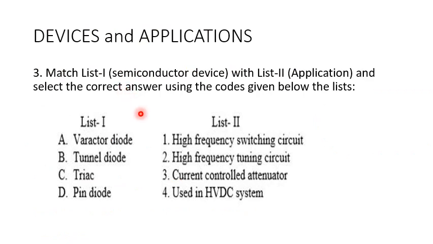Next question we'll see in the applications of devices. This question was asked in 2020 ISRO. Now they are asking to match the list. In list 1, they have given a varactor diode, tunnel diode, triac, and pin diode. In list 2, they have given a high frequency switching circuit, high frequency tuning circuit, current controlled attenuator, and use in high voltage direct current systems.